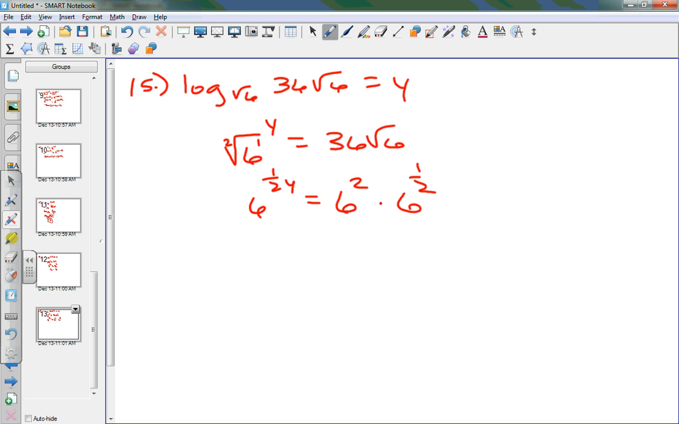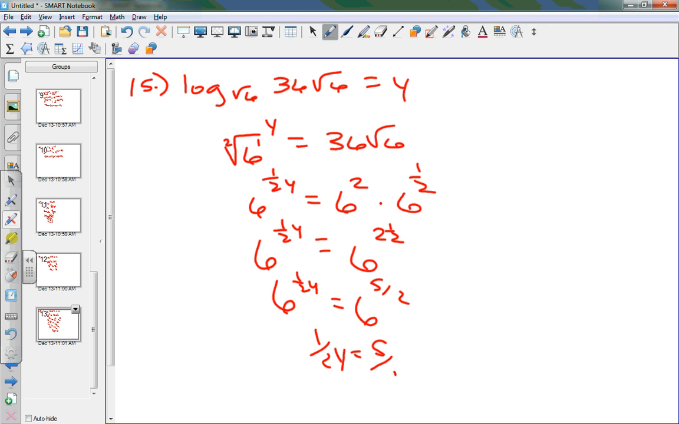We see that? So we have two of the same bases attached by multiplication. So the rule says from algebra 1, when the bases are the same and they're attached by multiplication, you add the exponents. So 6 to the 1 half y is equal to 6 to the 2 and a half. Well, what's 2 and a half? 5 over 2. So I have 1 half y is equal to 5 over 2. You can solve it from there.